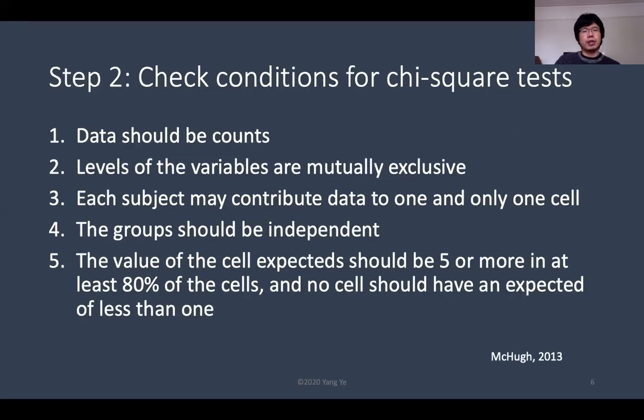Each participant or subject may contribute data to one and only one cell, as I said earlier. The groups should be independent. So the two groups, male and female, should be independent of each other. They should not be dependent in any way. And think about what that means, right? If they're couples, they're probably not independent. But let's not go into that, take that assumption for our data. And there are certain requirements about how many counts per cell there should be, right? So these are the conditions of the chi-square test. It's quite simple.